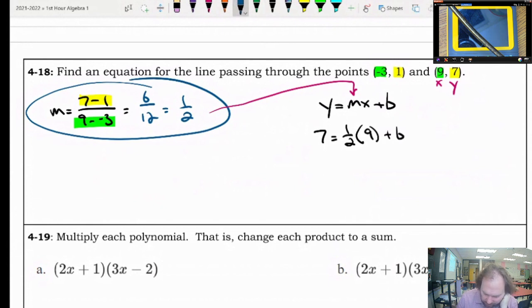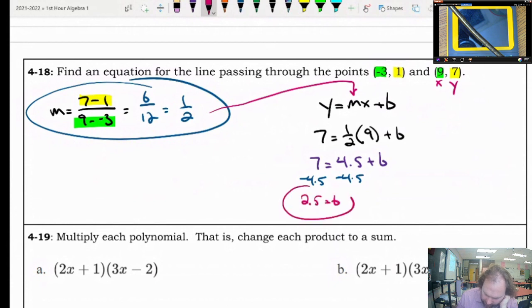This might actually be a good place to use decimals in this problem. 7 equals 1/2 times 9, which is 4.5, plus b. And if we subtract 4.5 from both sides, we get 2.5 equals b. That tells me that the y-intercept is 2.5. You could write 5 over 2 for this, that would work too, or 2 and 1/2. These are other answers you could write down for that.